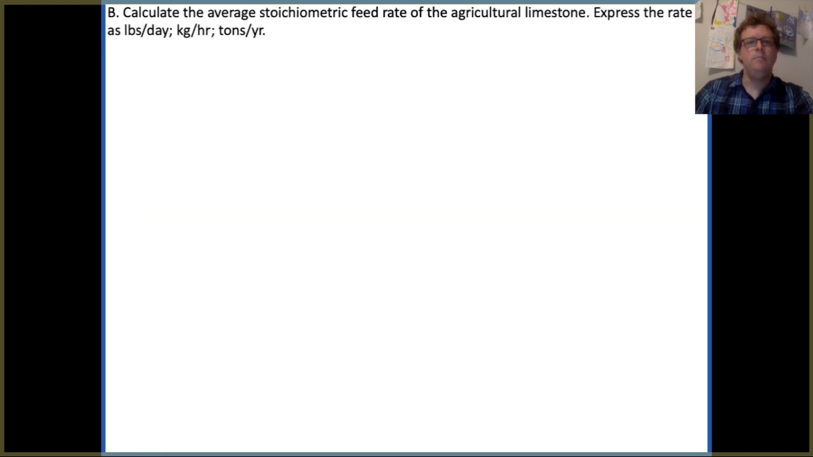All right, part B of the problem asks us, what is the feed rate of the limestone? So in other words, what is the mass per time, or the mass rate in which we need to add this limestone? And we're given 3 different types of units to express this answer.